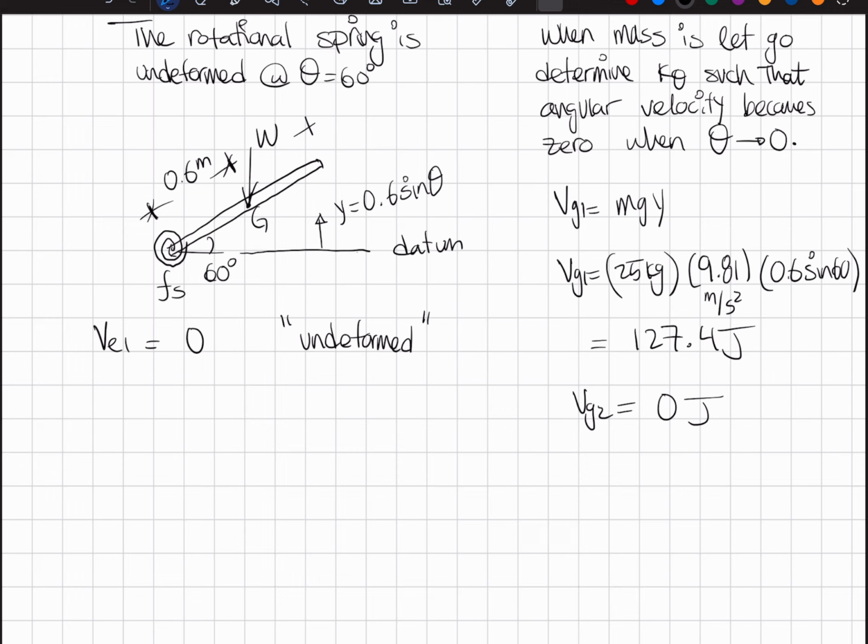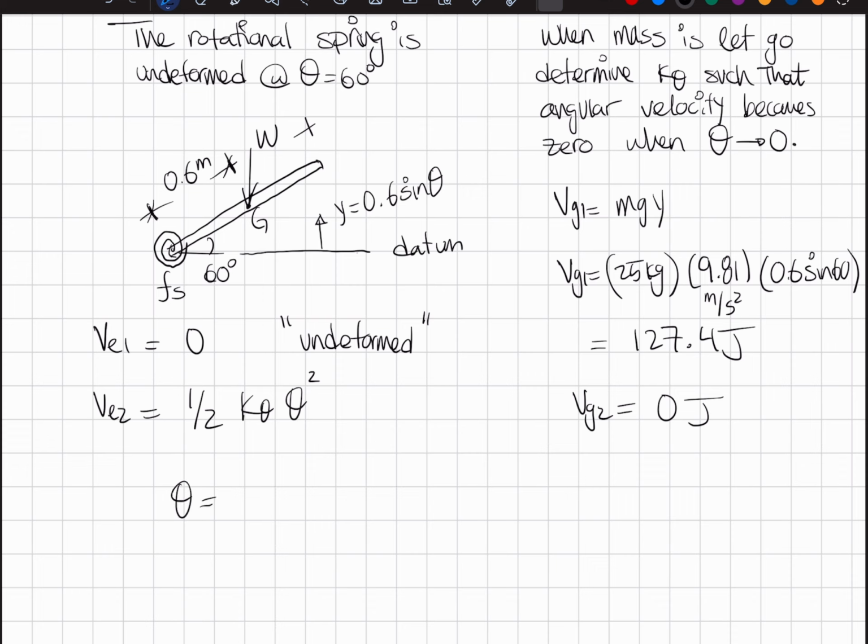We also have the final position, VE2, which is 1/2 k theta squared. Something that you need to be aware of whenever you're dealing with rotational springs is that rotation has to be expressed in terms of radians, not degrees. So if we are going to rotate by 60 degrees, we need to be expressing the degrees in terms of radians. And the easiest way to do this is to say 60 degrees is multiplied by pi.